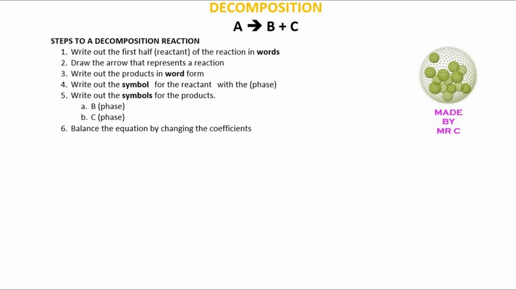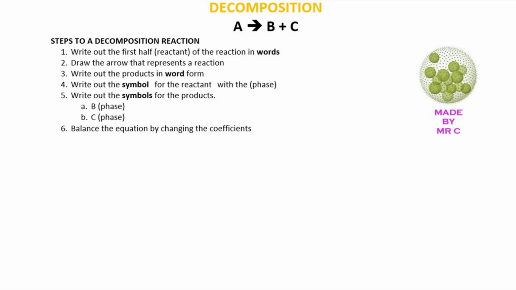Then we go on to the decomposition reaction. This is where one molecule is split into 2 or more molecules. So the steps to doing a decomposition reaction. First of all, we'll do the word equation. So we're going to write out the reactant, then draw an arrow, and then write the words of the products.